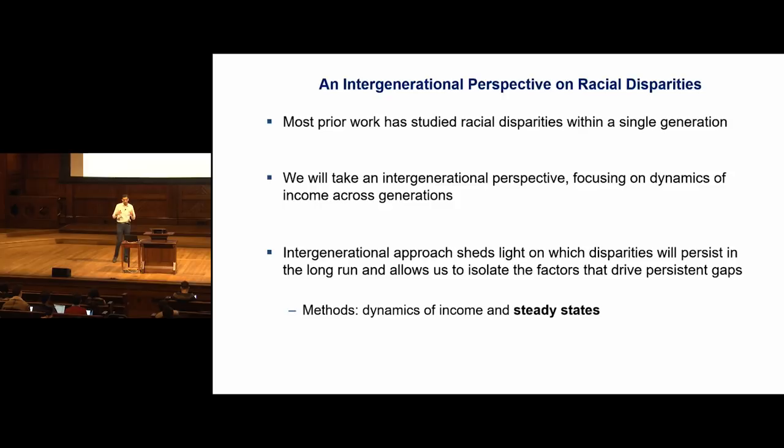What we're going to do here, which builds a bit on the types of stuff we've been talking about in the first half of this course, is to take an intergenerational perspective, focusing on the dynamics of income across generations. So rather than looking at a point in time, looking at what children's chances of climbing up or down the income ladder are based on their race and ethnicity.